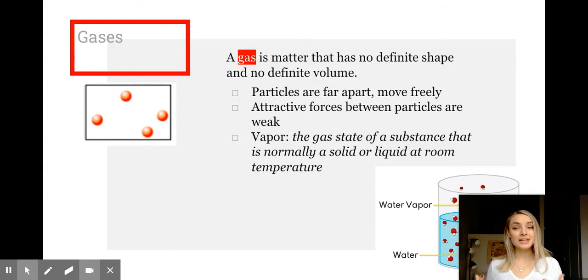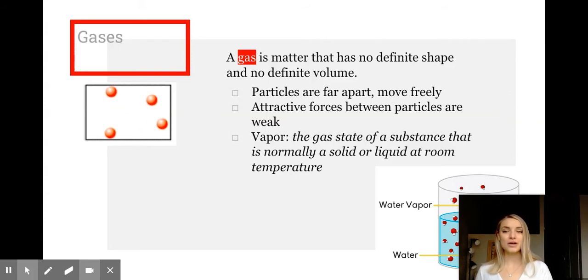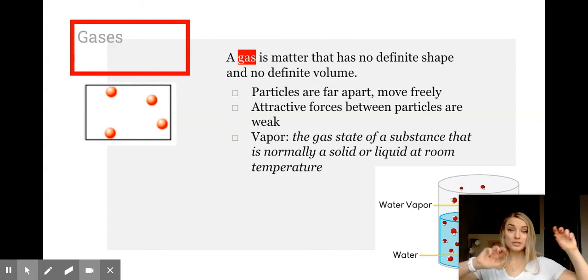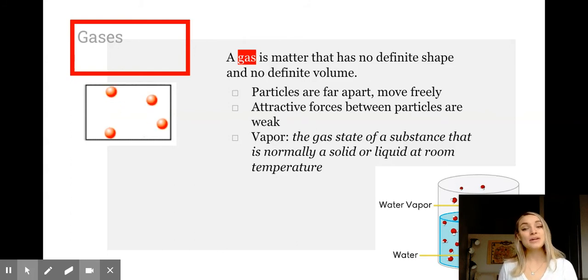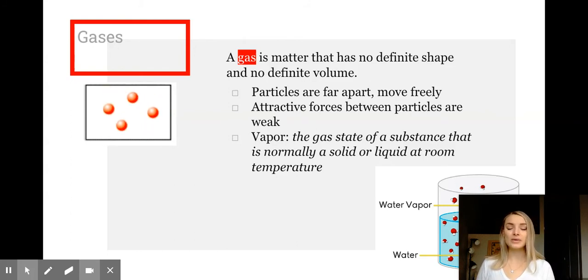The particles in gases are further apart and they move very freely, as you can see in the GIF. And the attractive forces between the particles are very weak because they're so much further apart from one another. A vapor, we'll talk more about this tomorrow, but a vapor is the gas state of a substance. It's normally a solid or a liquid at room temperature.